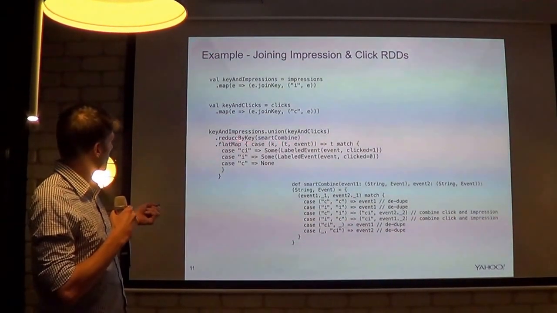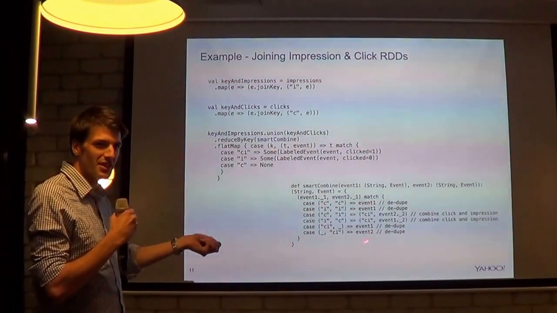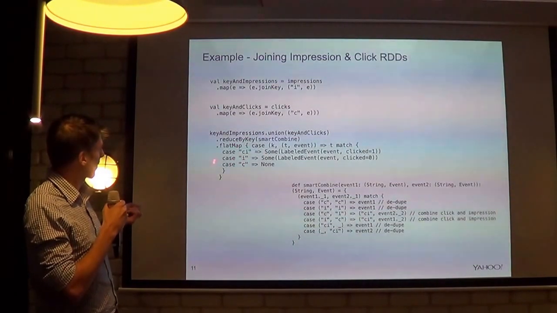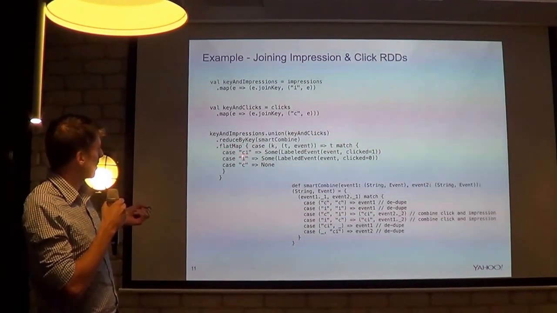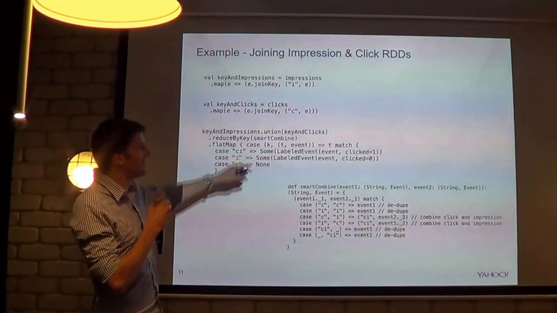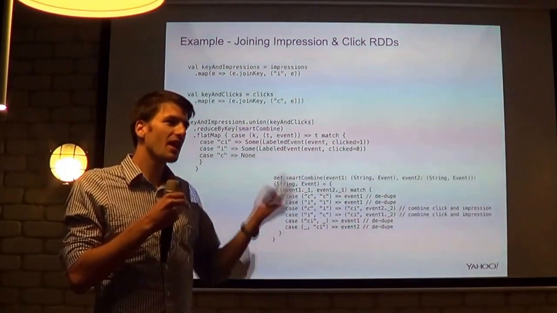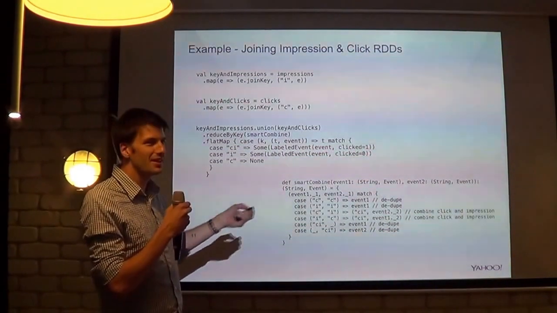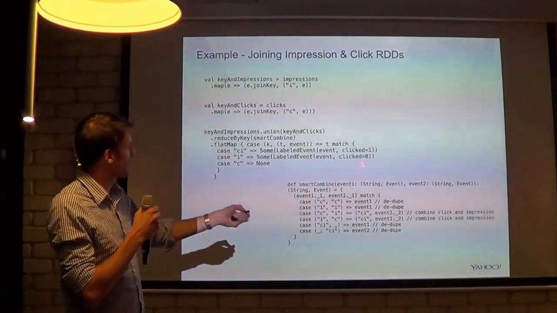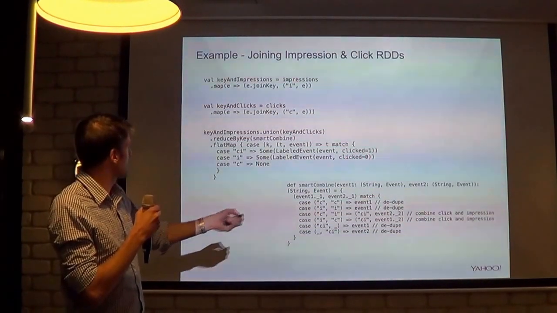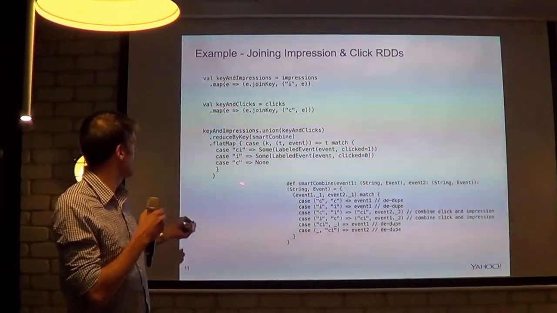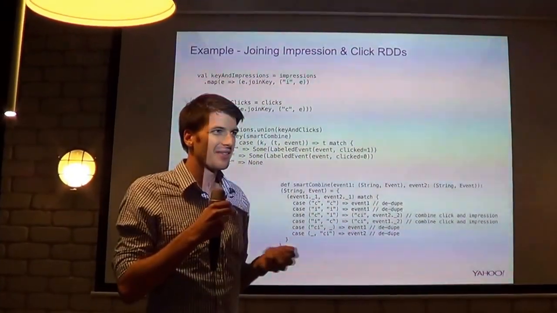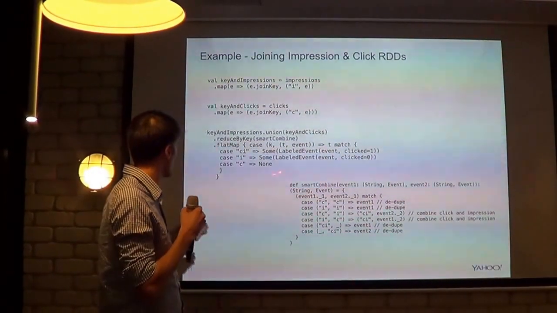Now, what you do is reduce by key with this function. We'll get to that. But essentially this would then produce a bunch of data. If you see a CI, meaning I've seen a click and an impression, I would create a labeled event with a click. If I only see an I, then I would have a zero, actually a skip. And C is a strange case which should never happen: I've seen only a click, but no impression. But let's say we ignore those.